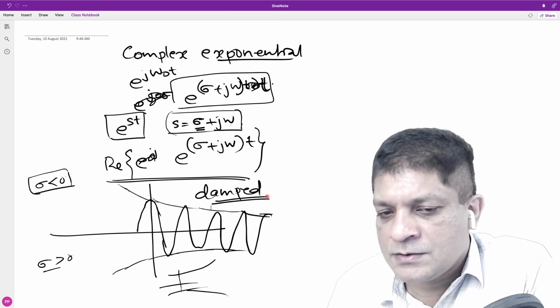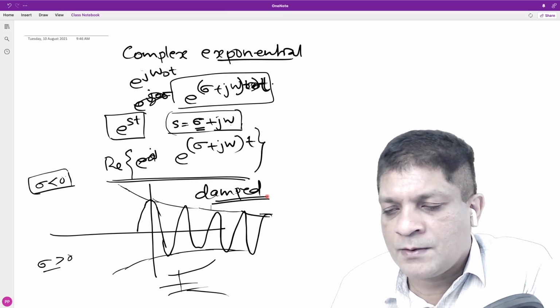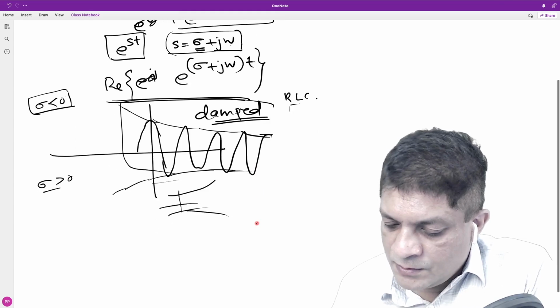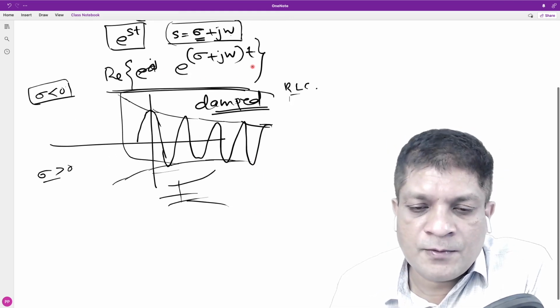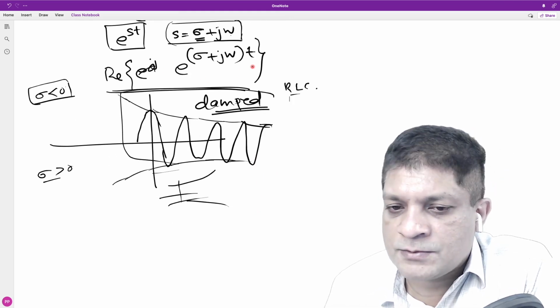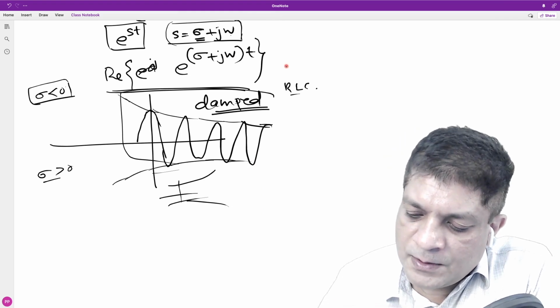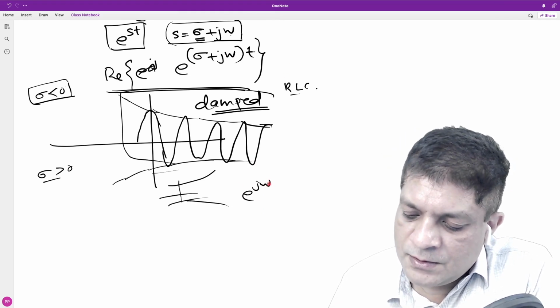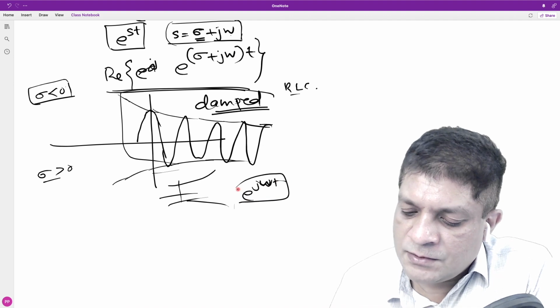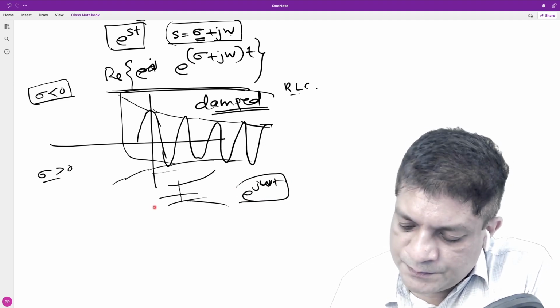This is called a damped sinusoid. You must have studied this in your circuit theory course. If you have not studied it, you will study this. So this is the general form of a complex exponential signal, and e to the power j omega t, the pure sinusoid, is a special case of this when sigma is 0.